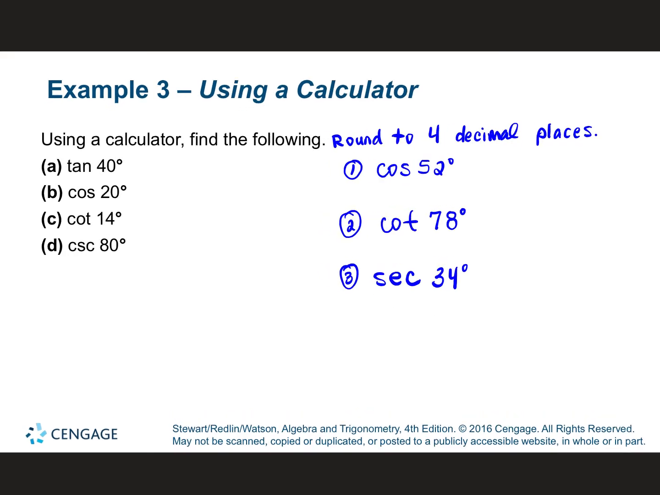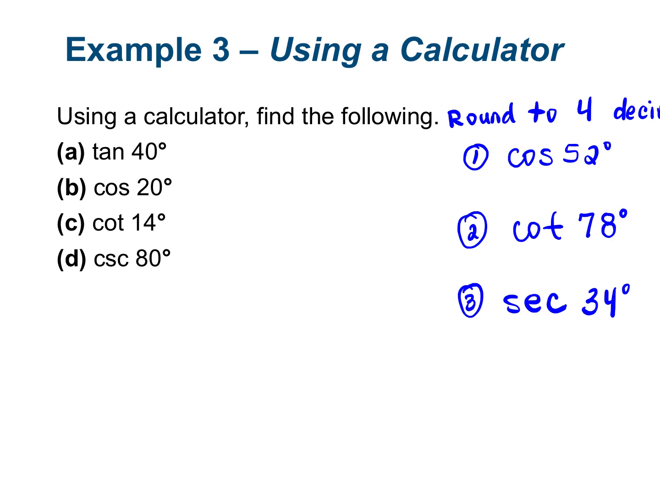If we look at these examples, we're just using a calculator to find the following and rounding to 4 decimal places. For example A, we have the tangent of 40 degrees. So again, it's in degrees, my calculator's in degrees. I can just hit the tangent button, then 40, close the parentheses and enter, and round that number to the 4th decimal place. If I do that, that's going to give me 0.8391.